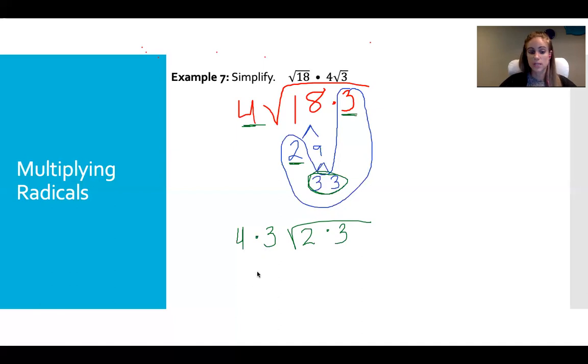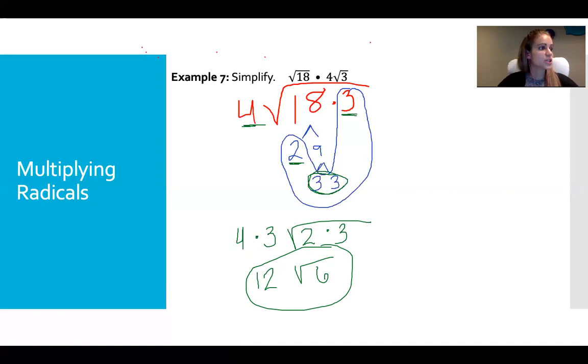4 times 3 is 12. On the inside of a radical, 2 times 3 is 6. So here we have our simplified answer, 12 times the square root of 6, and that is an example of an irrational number.